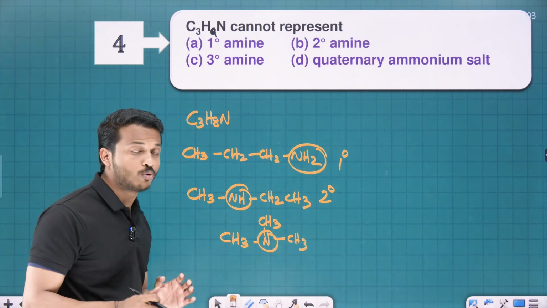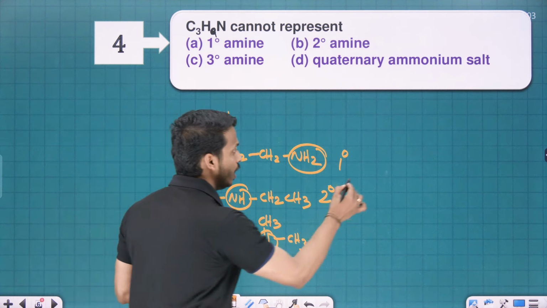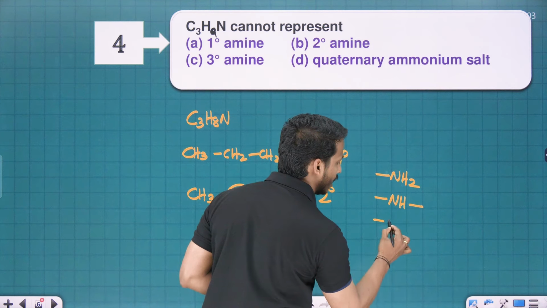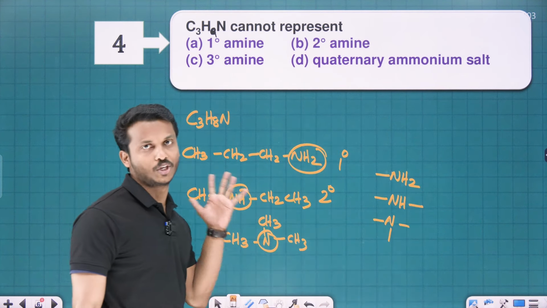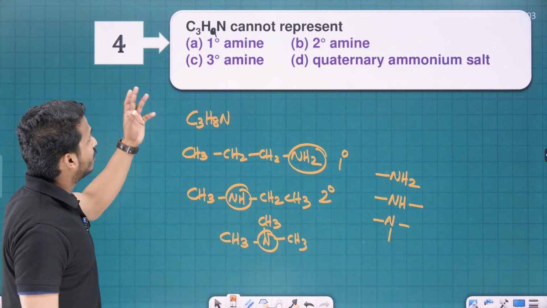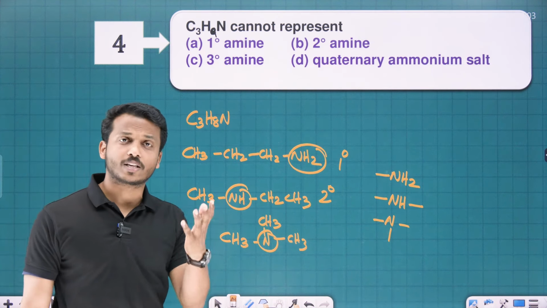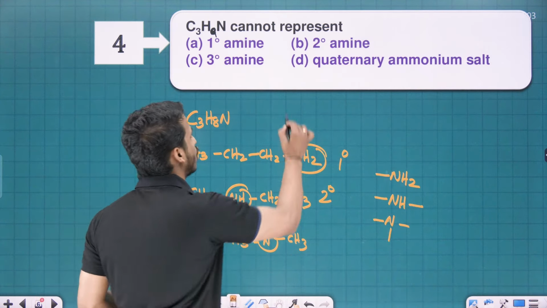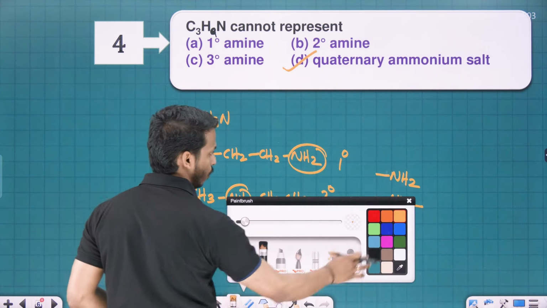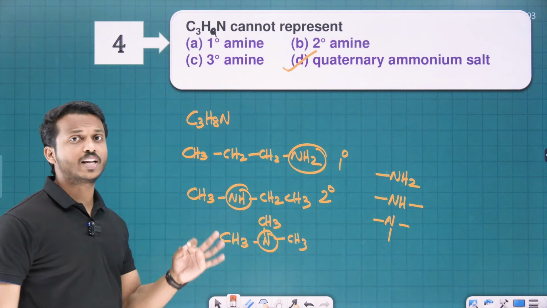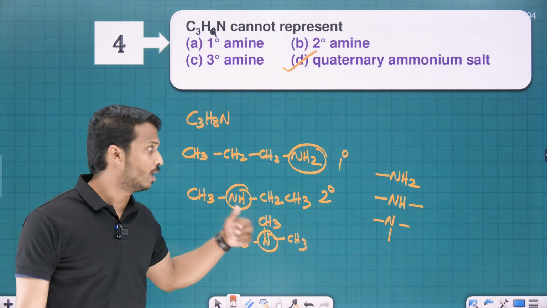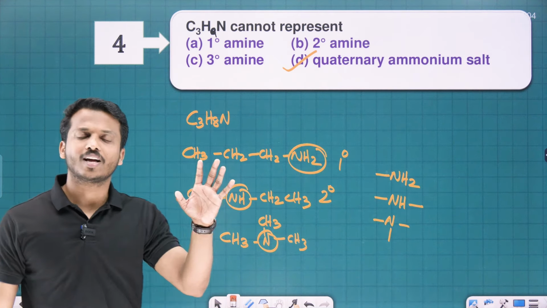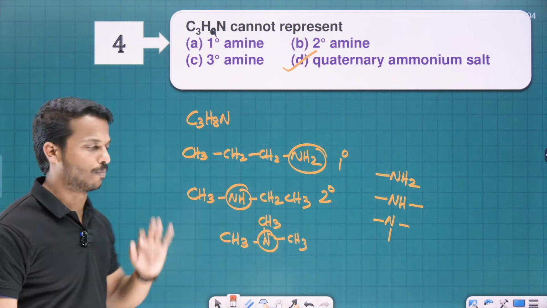Dear all, hope you know how to identify primary and the rest. If it contains an NH2 group, it is primary. If it contains an NH group, it is secondary. If it contains no H on nitrogen, it is tertiary. So the formula C3H9N can represent primary, secondary and tertiary amines. A quaternary ammonium salt is not possible with this formula. These are the structures possible. One more is there, the NH2 can be placed here. Anyway, quaternary is not possible with 3 carbons.